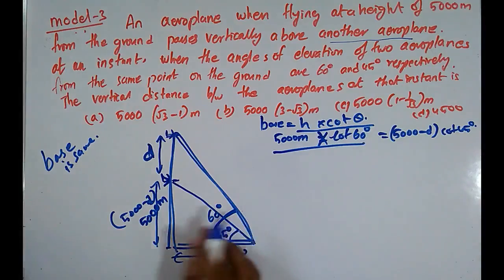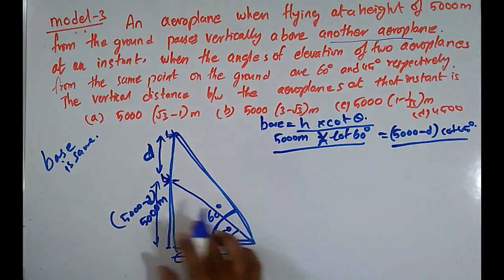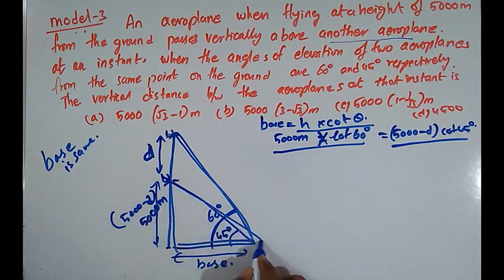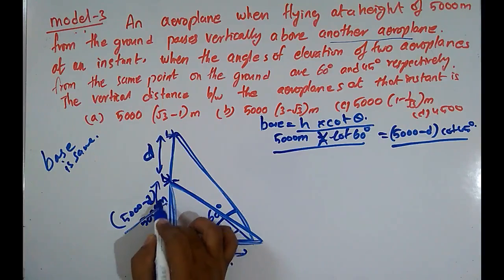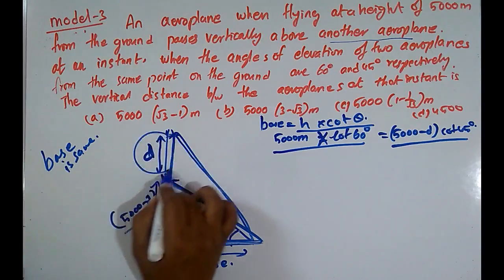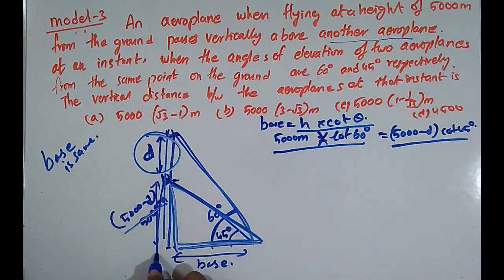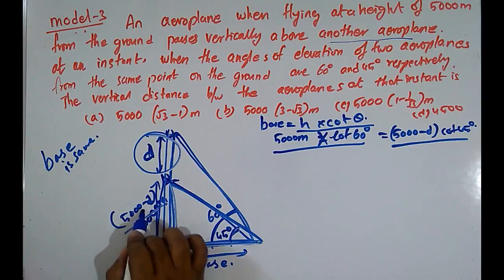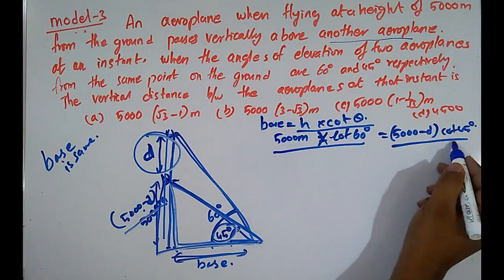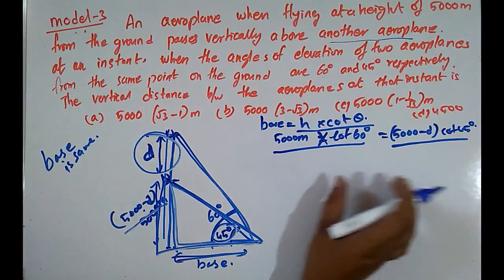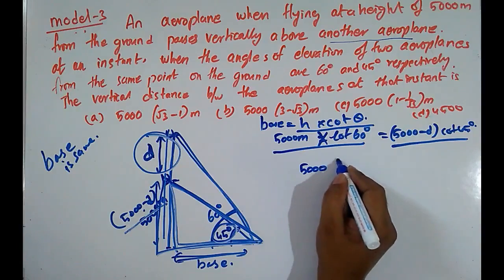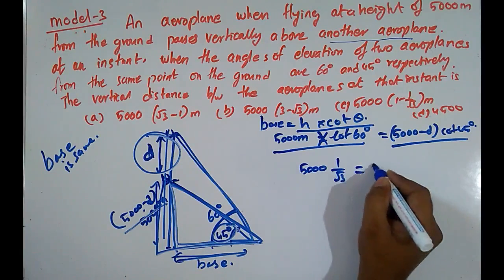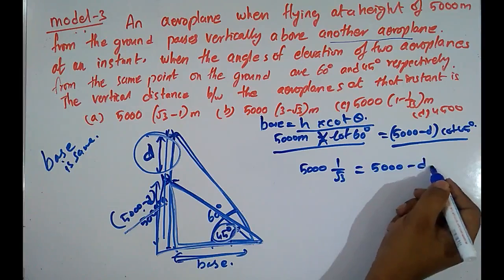degrees. And the second expression, we are taking this triangle, friends. This is given by 5000 minus d. This is total 5000. We are removing this d. We are left with 5000 minus d, and we are finding the base by using h into cot 45 degrees. This is also the base. Bases are same. From this, we will get 5000 by root 3 is equals to 5000 minus d.